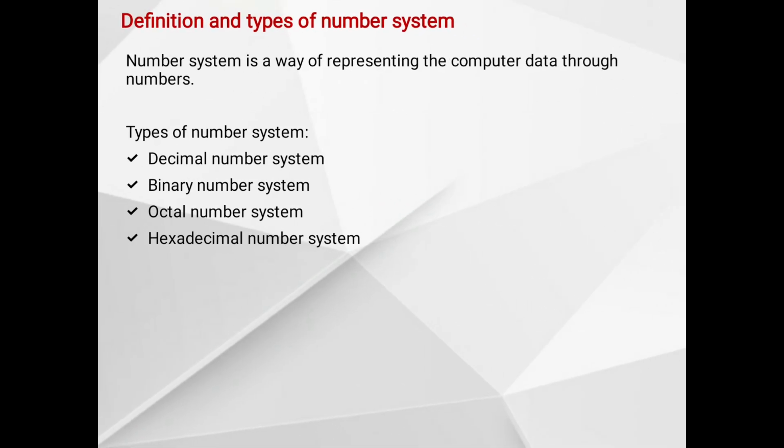Now we'll discuss the definition and types of number system. What is a number system? In short, a number system is a way of representing computer data through numbers. All the data entered in the computer, even the characters, are represented as numbers. We have different types of number systems, and we shall see them one by one in different slides: the decimal number system, the binary number system, the octal number system, and the hexadecimal number system.